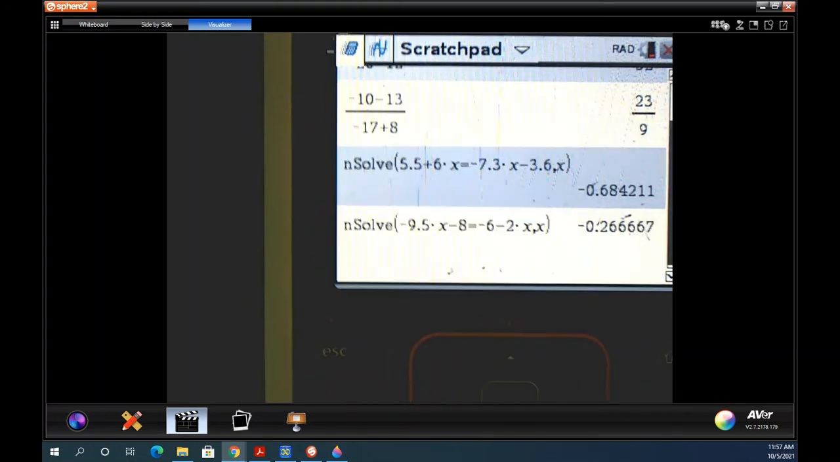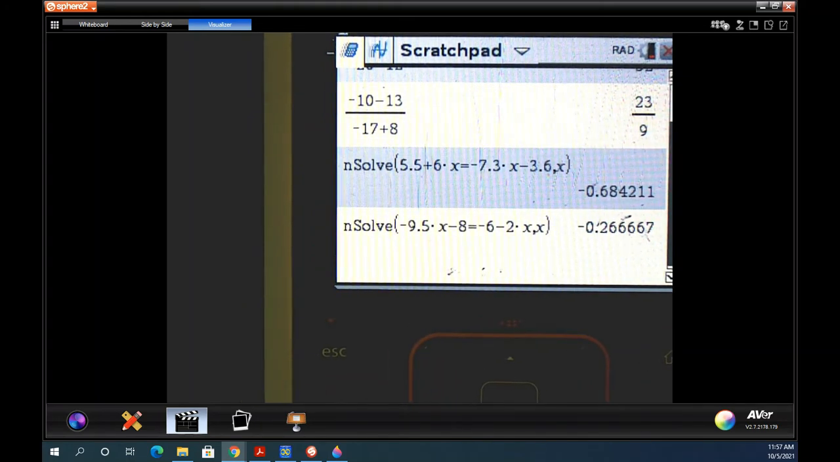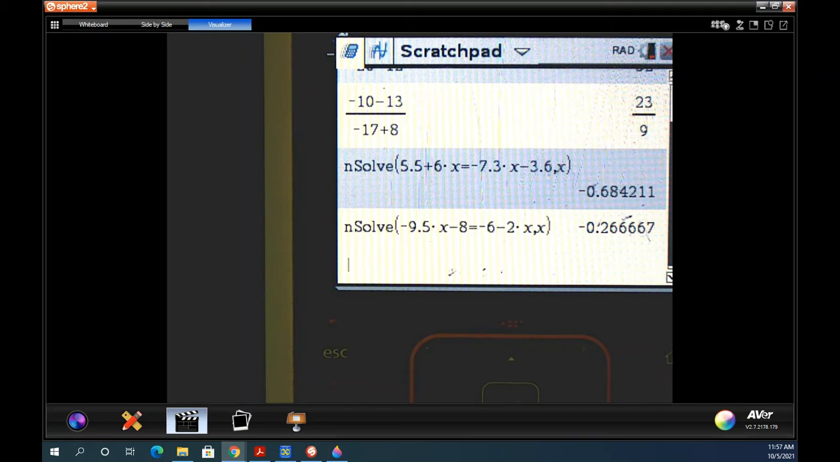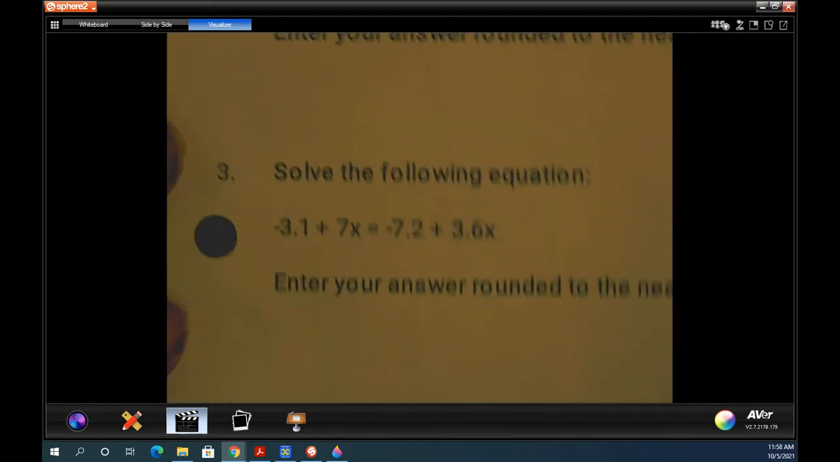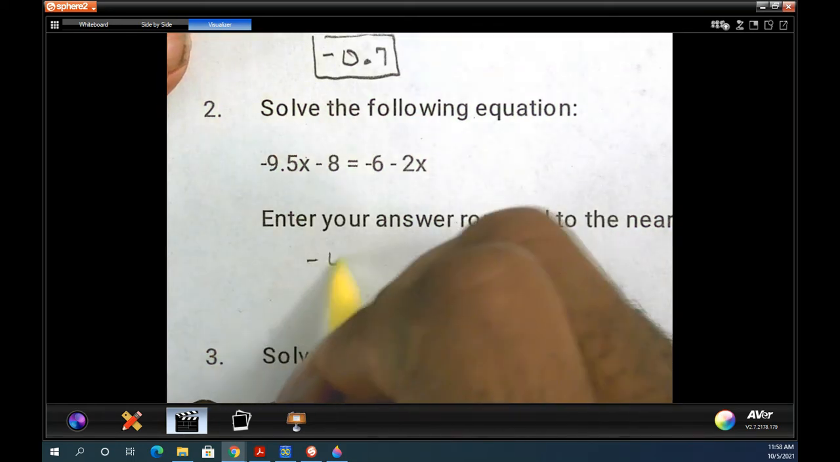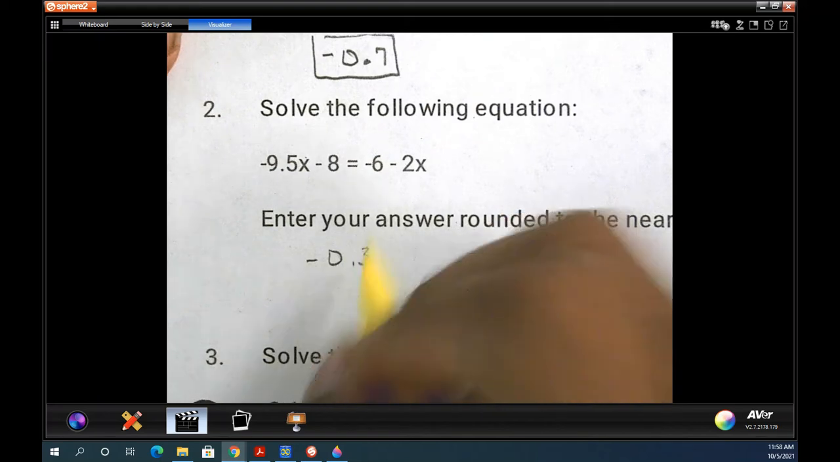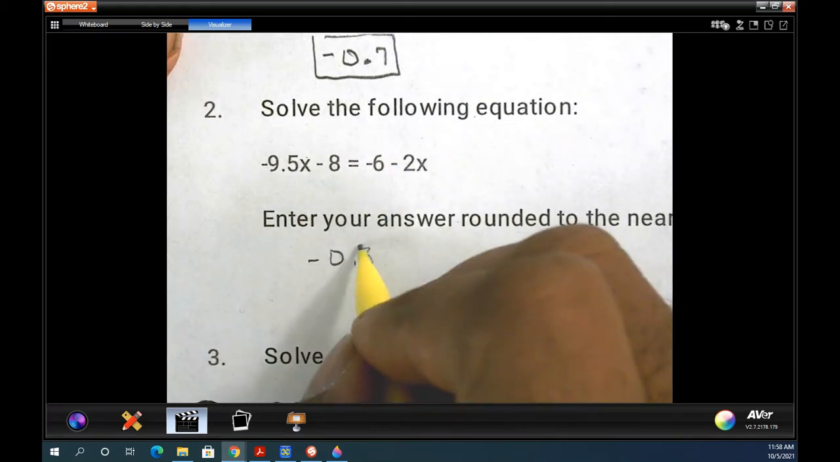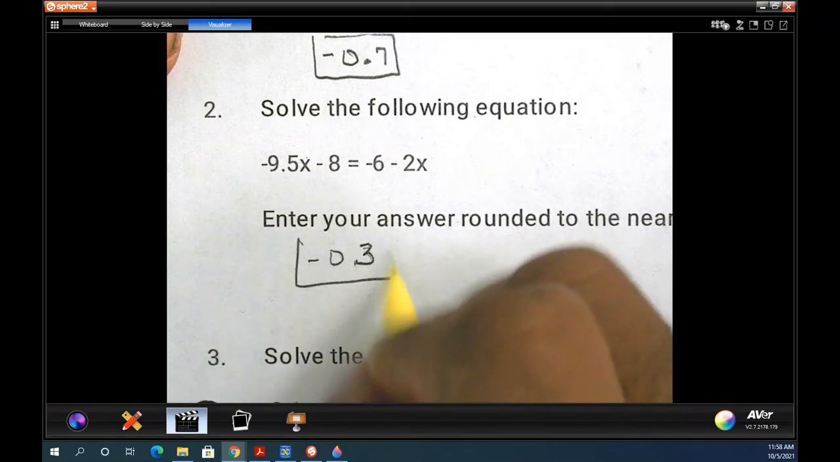We get negative 0.266667. But what is the answer we would put in? You look at that 2. It's in the tenths position. And then you look back one, it's a 6. So you can round it up. So the answer to number 2 would be negative 0.3. That's it. Try number 3.